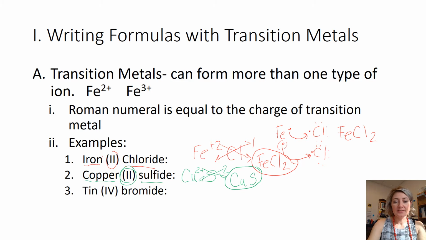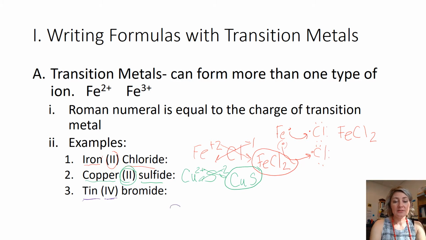Our last example is tin(IV) bromide. Now, tin is not a transition metal, but it is in the carbon family, and remember that they can either have a charge of +2 or +4. So whenever you write tin, you need to be sure to include the Roman numeral with it, so I know if you're talking about the +2 tin or the +4 tin.